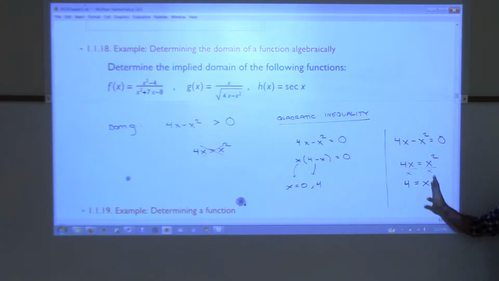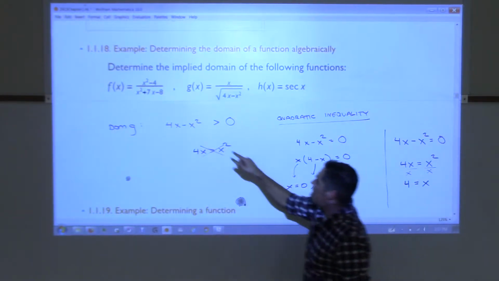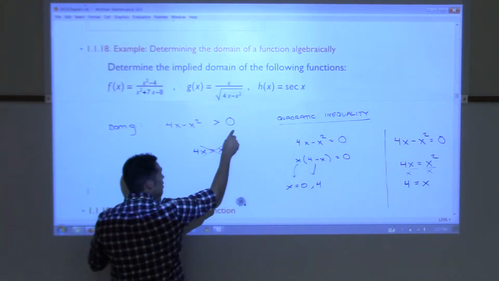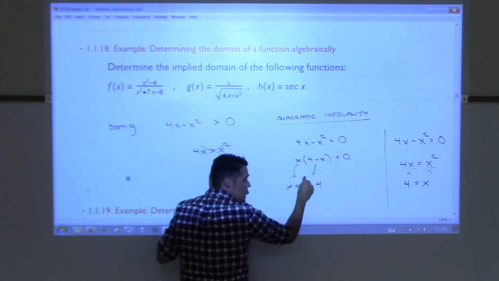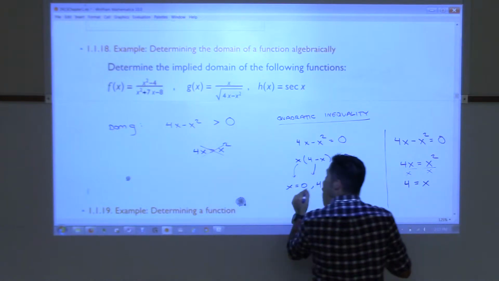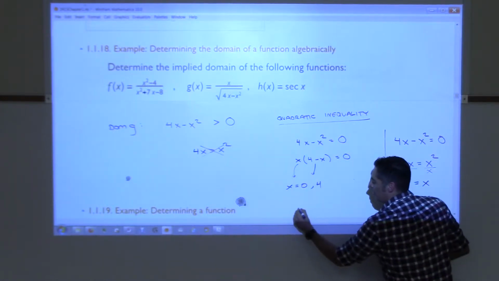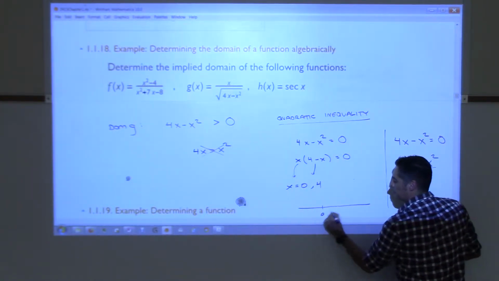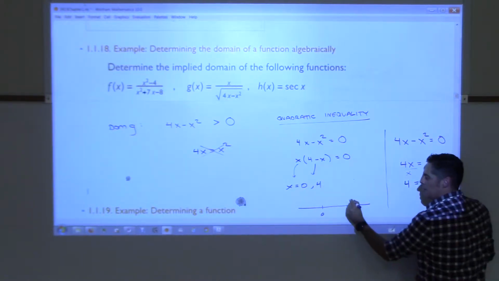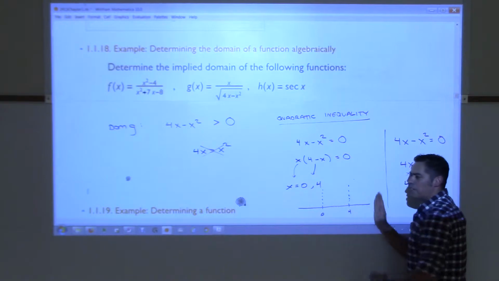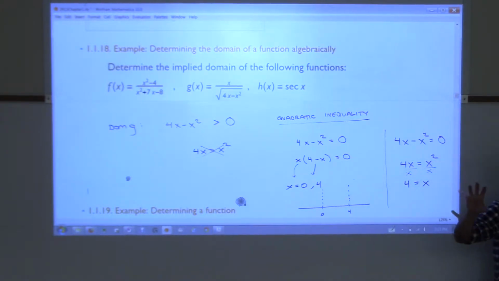Okay, so back to this. We were saying this had to be greater than 0. So then we said, all right, well, let's first see where it is 0, right? So this is where that expression is 0. So now I draw a number line. And on this number line, it breaks my number line into 3 separate regions. And then all I'm going to do is test numbers within each region.